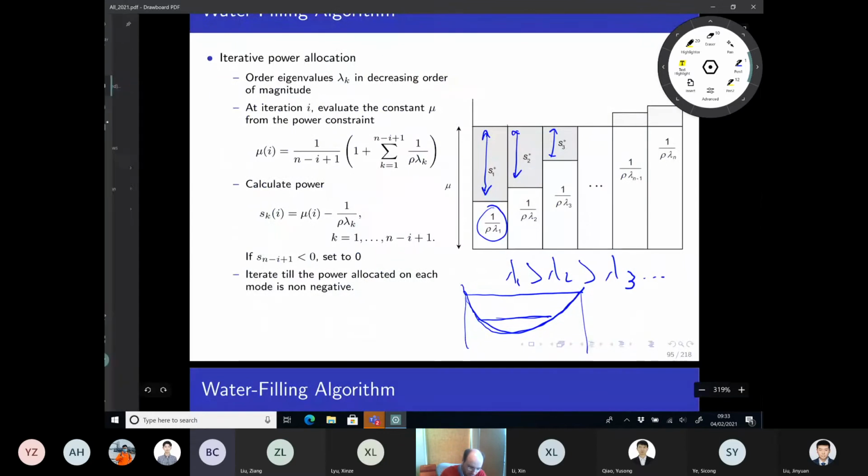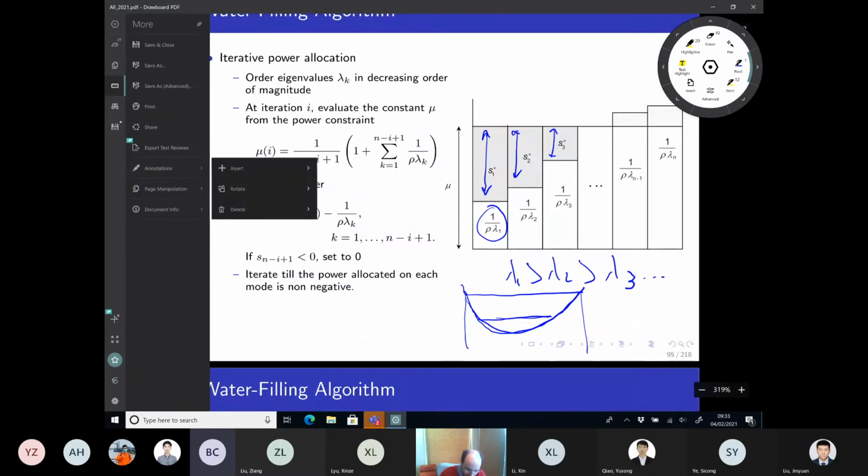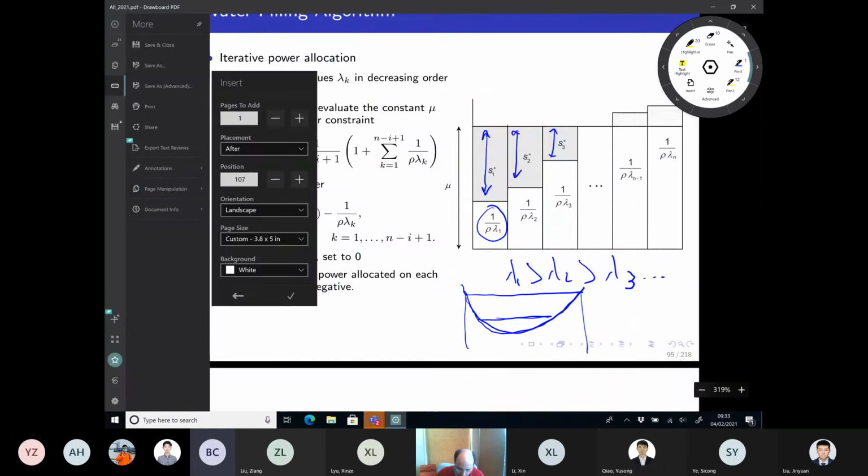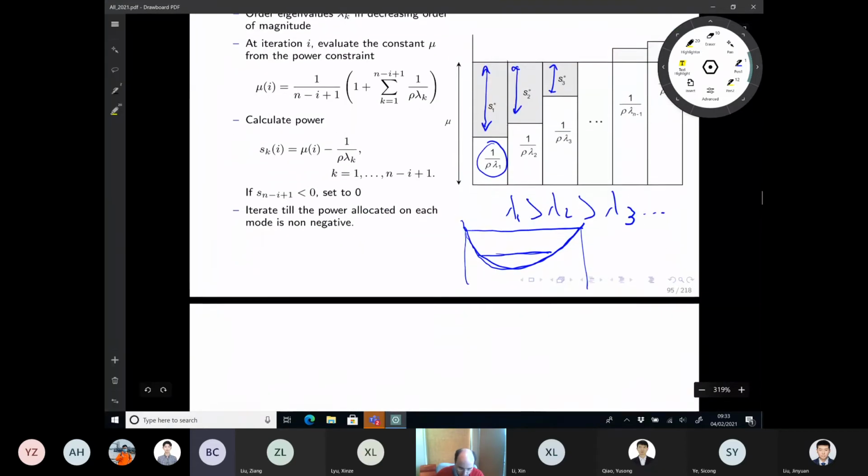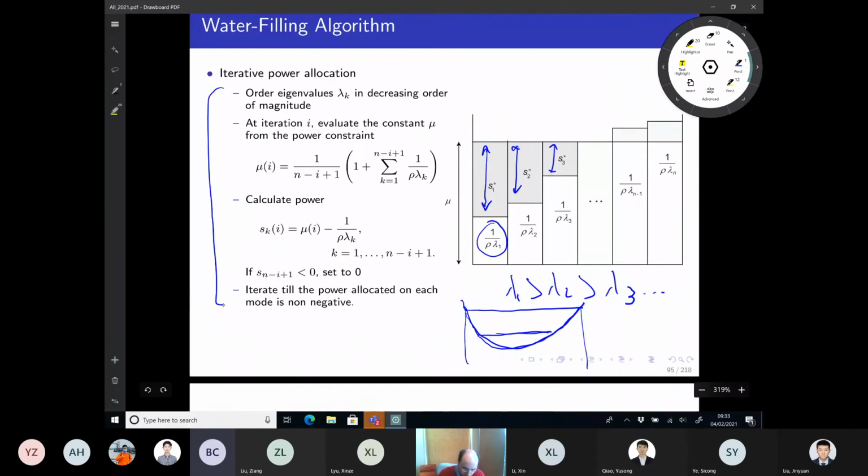So let's imagine that I have an algorithm here to calculate this power level, right? And at each step of this algorithm, you actually calculate this constant mu. And then once you have mu, you calculate sk.